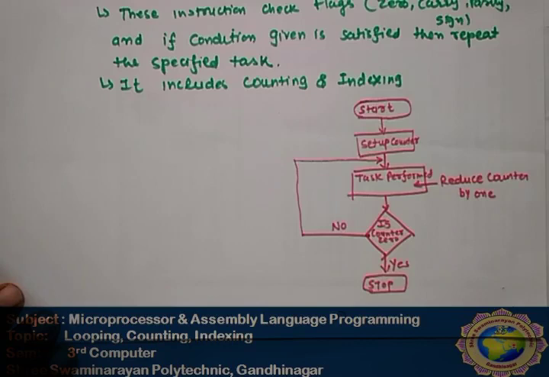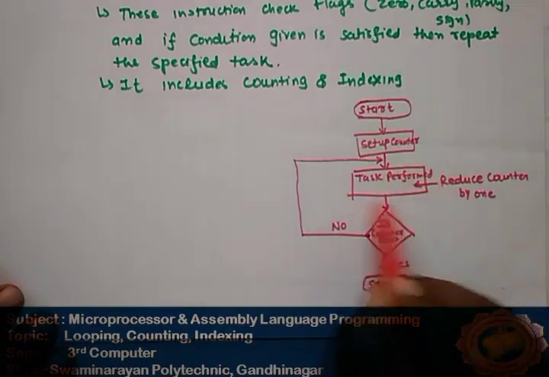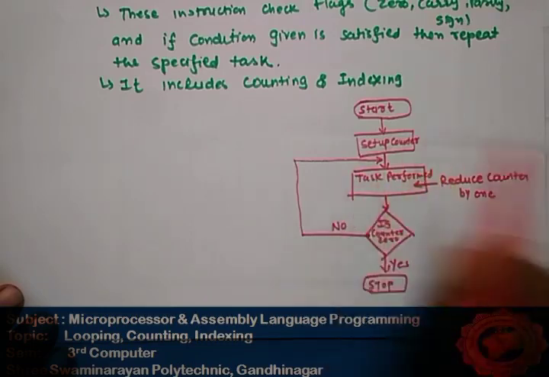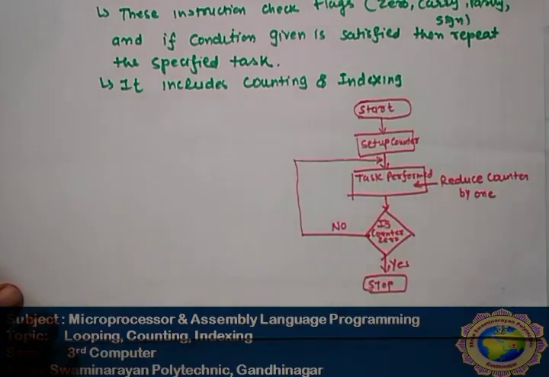So this is also known as indexing or counting. Here the counting is used. Indexing means the task is performed. Okay, so you can see here the flowchart is translated into the program by using this.